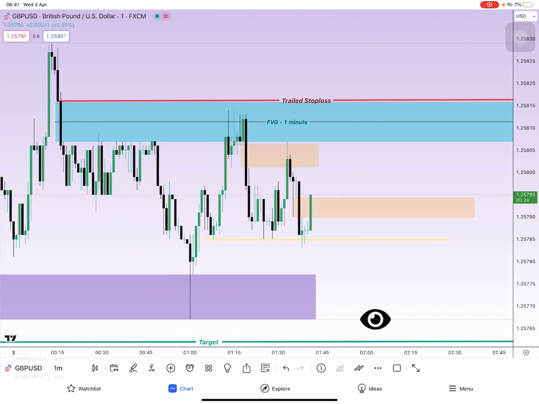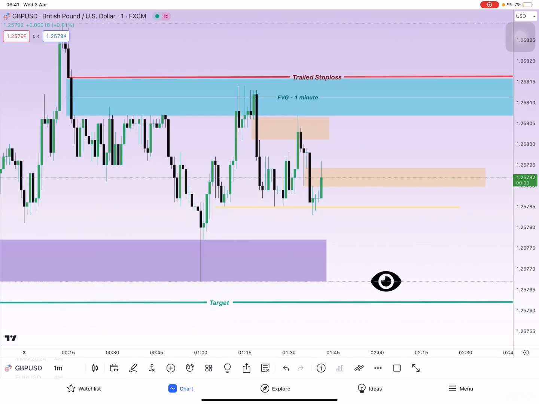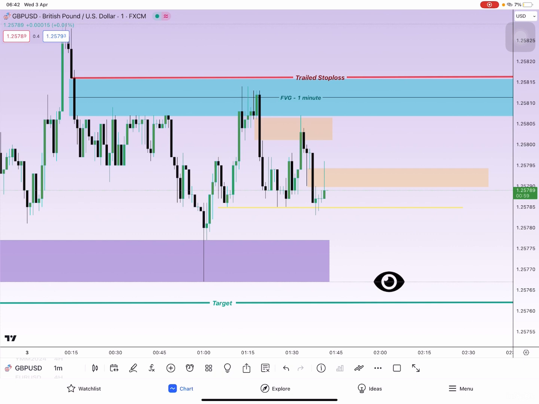We broke above it. There's nothing to worry about, guys. That happens. Trades do get stopped out or stuff like that. We need to stay patient in such situations. That's what trading is. Look how it came back down and closed below it again.